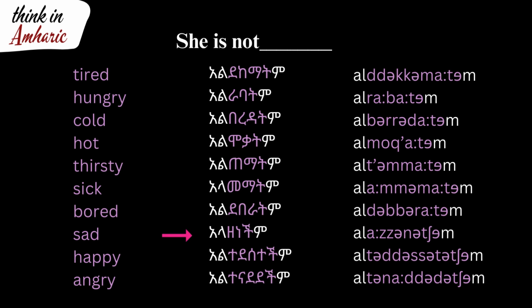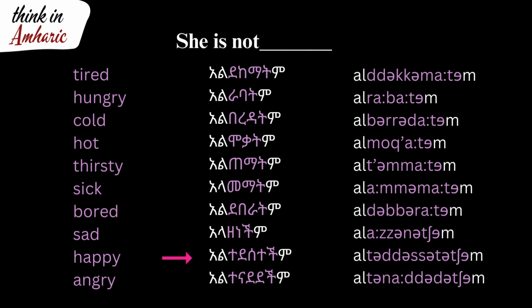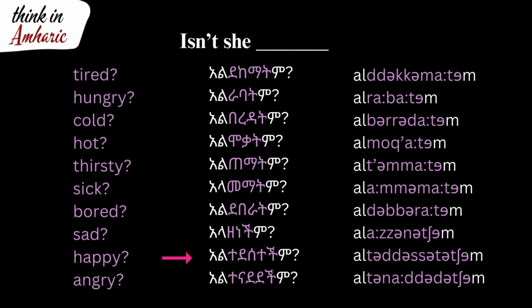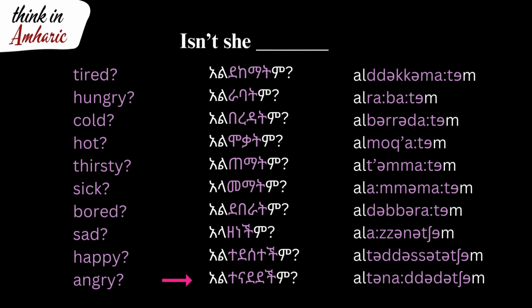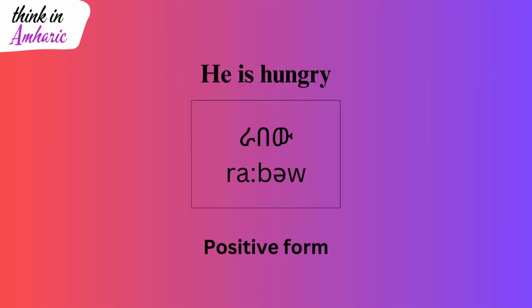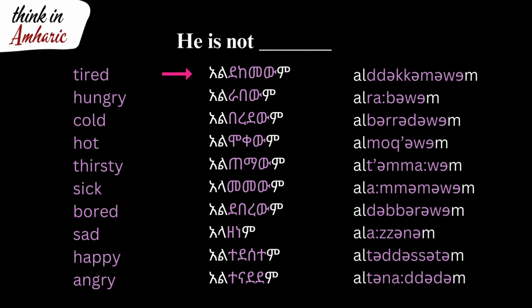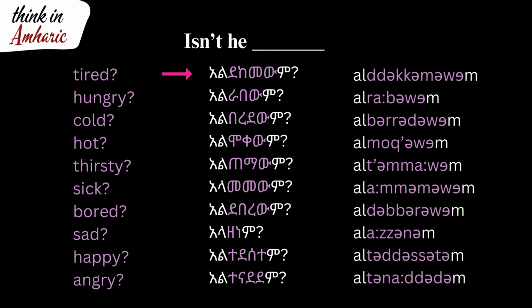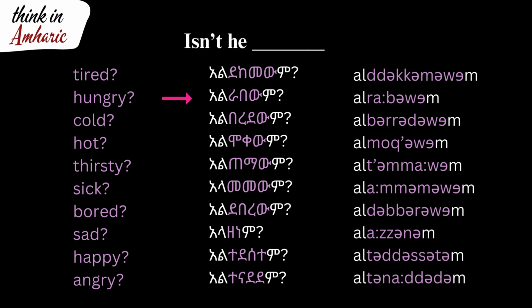She's not sad. አላዘነችም. Isn't she sad? She's not happy. አልተደሰተችም። Isn't she happy? She's not angry. አልተናደደችም። Isn't she angry? He's not tired. አልደከመውም። Isn't he tired? He's not hungry. አልራበውም። Isn't he hungry?